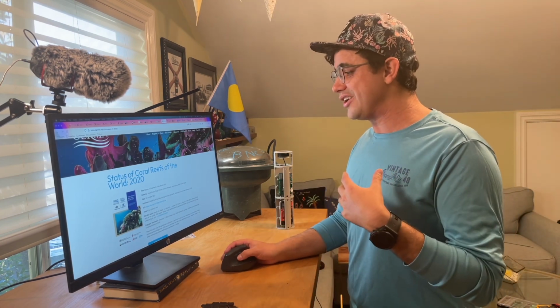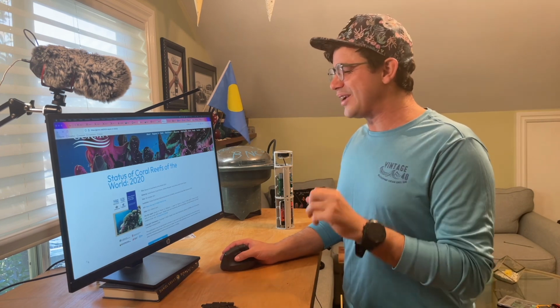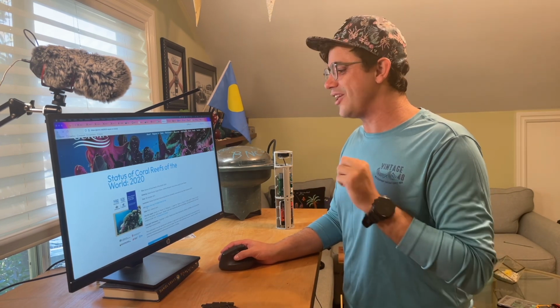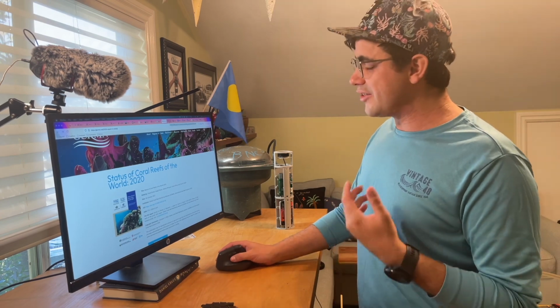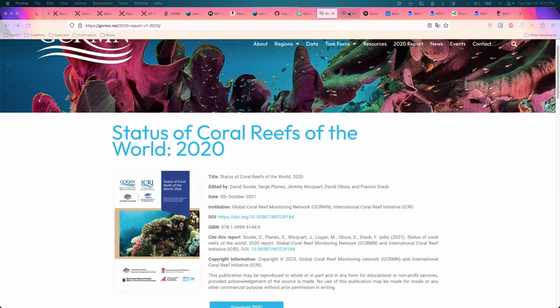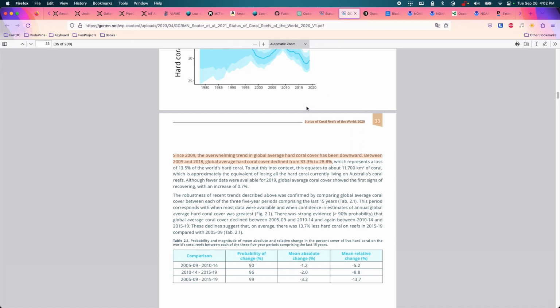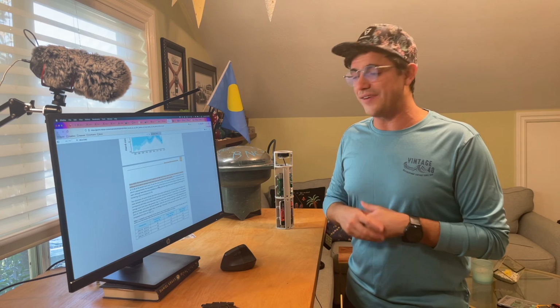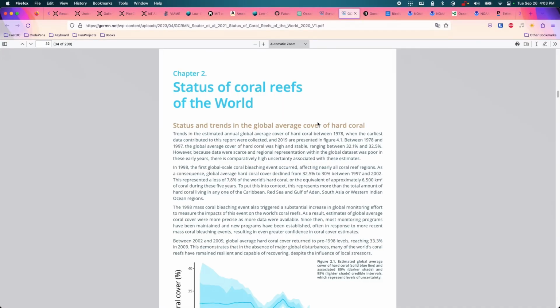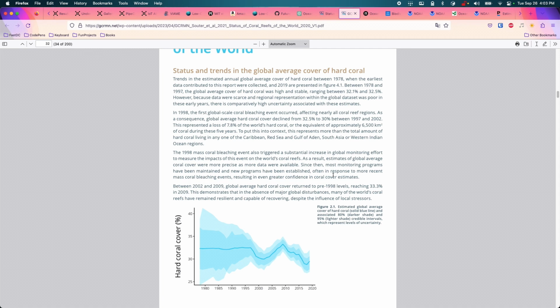But this comes from the Global Reef Monitoring Network, and they do this report, the status of coral reefs in the world. So it's super top level. I'm definitely going to link it in. If we want to get into the nitty gritty of how they do this, we definitely can. They go through regionally the status of coral health in the world, but we're just looking at chapter 2 here, which is the global summary. And we're just looking at the percentage of hard coral cover.